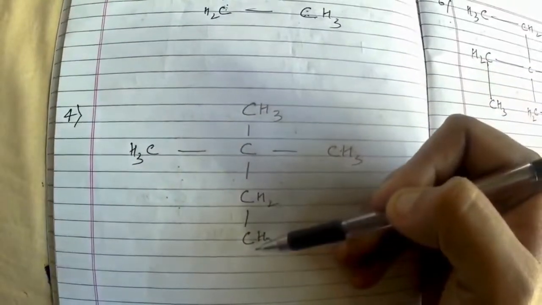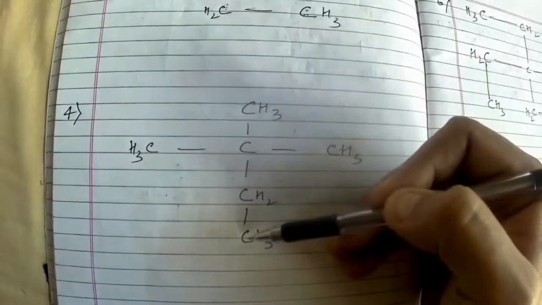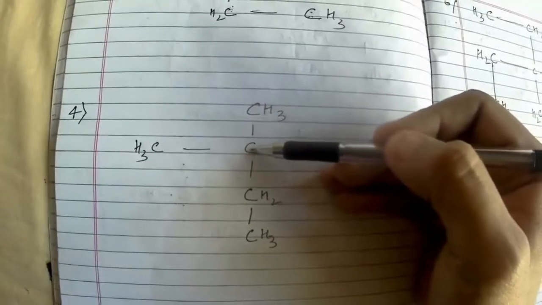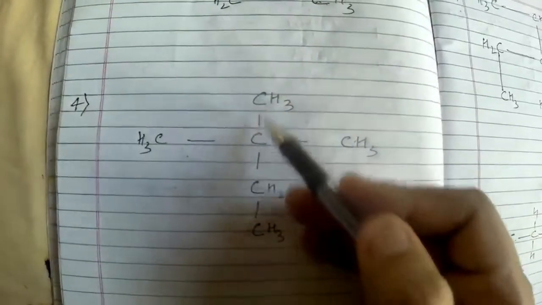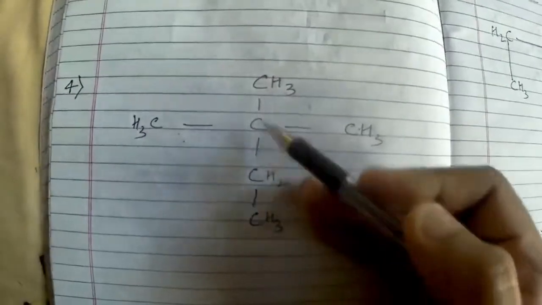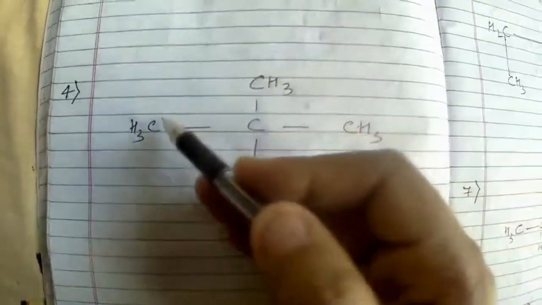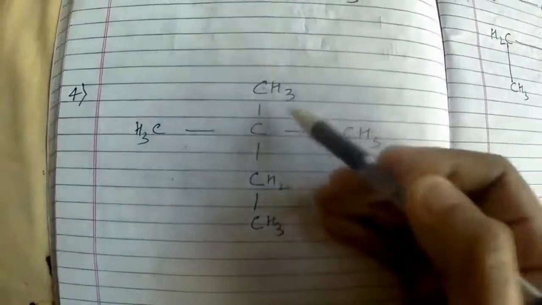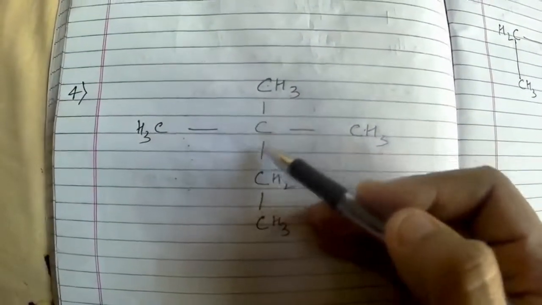Now come to the second structure. We are going to select the longest chain. So see, one straight longest chain is possible. 1, 2, 3 and 4. So from which side will we number? From here. 1, 2. On the 2nd carbon, on both sides one substituent is there. Both sides methyl is there. 1, 2, 3, 4. We can't number from down to up. 1, 2, 3, because in this case on number 3 the substituents are coming. But if we count from top to bottom, then the substituent is coming on carbon number 2.